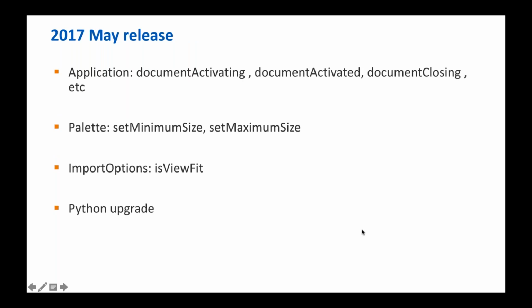And there are quite a few document-related events that now you can, from May onwards, subscribe to: document activating, document activated, document closing, document saving, and so forth. So basically, whenever something document-related is happening, the user is opening a new document or switching between the documents, then now your application can react to these events.